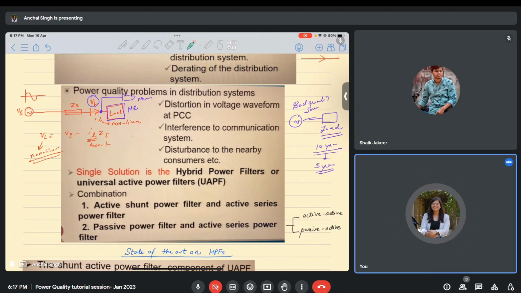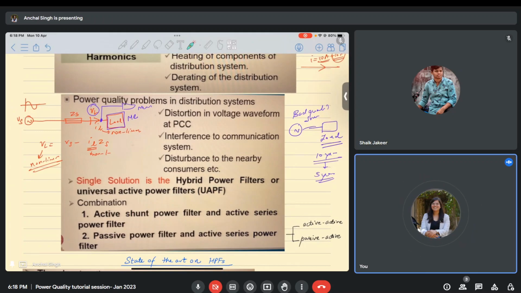But if you want to put a single solution to any kind of power quality problem, be it current or voltage, you can directly put a hybrid power filter if cost is not a constraint for you. Okay. And this hybrid power filter is a combination of both. It could be both shunt and series filter. This shunt component could be passive or active. Then this series component also could be active or passive. So whichever combination is present, that will come in the category of hybrid power filters.